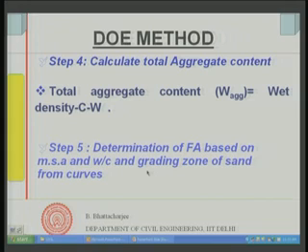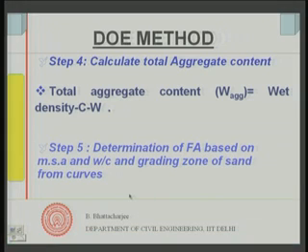Then the next step would be determination of fine aggregates based on maximum size of aggregate, water cement ratio, and grading zone of sand from curves. So far I have found out the total aggregate content. Now, if I know the proportion of the fines in the total aggregate, then I have found out the coarse aggregate and fine aggregate, and that would do my job. Okay, let us see how we do it.